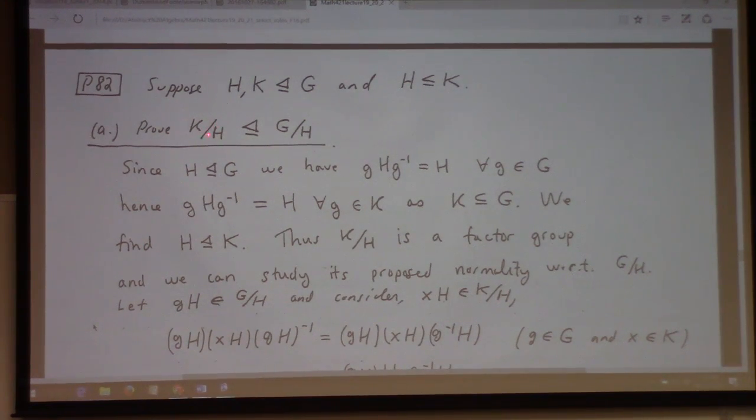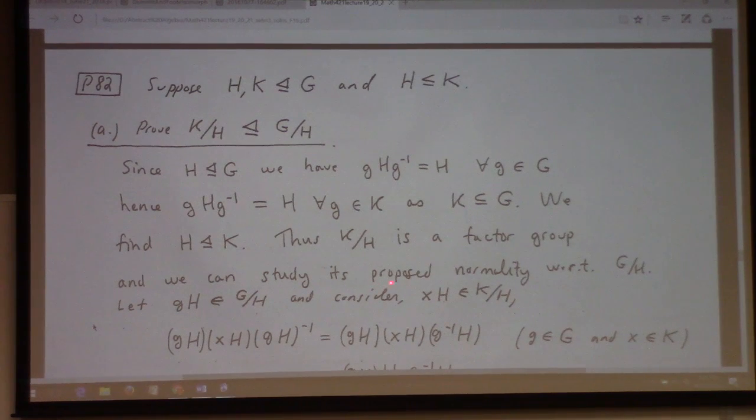Prove that K mod H is a normal subgroup of G mod H. First of all, H is a normal subgroup of G, which means that gHg inverse is equal to H for all g, but that also means that gHg inverse is equal to H for all g in K, because K after all is a subset of G. In other words, H is normal with respect to K, so I can form this quotient. Point number 1. Point number 2, it's a factor group, so I know it's a group at that point.